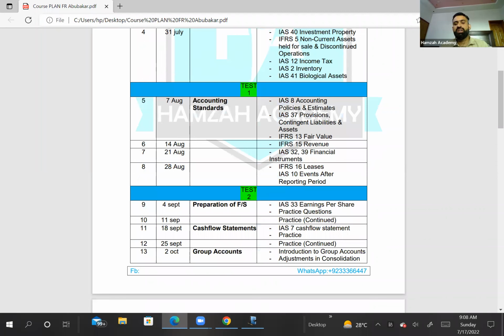This is the accounting standard of accounting policies, estimates and errors. We have then IAS 37, provisions, contingent liabilities and contingent assets. We have IFRS 13, which is on fair value measurement. We have IFRS 15, the standard on revenue. Then we have financial instruments, IAS 32 and IFRS 9.